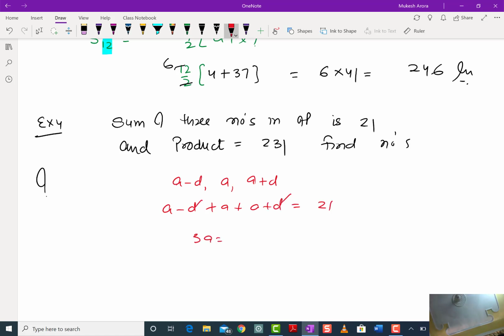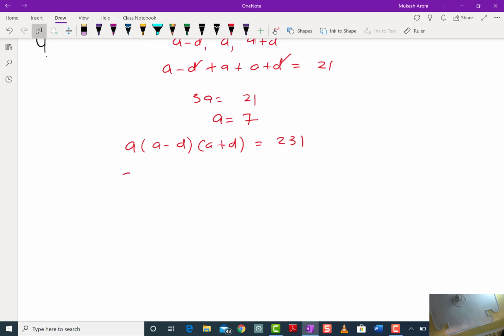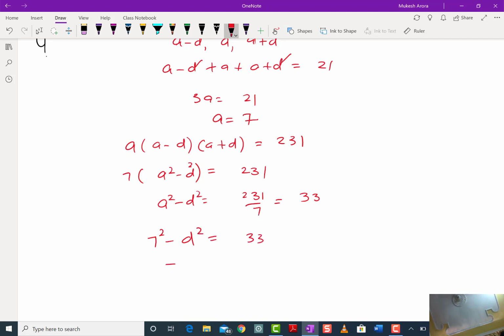So a minus d plus a plus a plus d is equal to 21. So 3a is equal to 21, a is equal to 7. And their product, (a minus d) a (a plus d), is equal to 231. A is 7, so a square minus d square is equal to 231 by 7. 7 threes are 21, so 33. So 7 square minus d square is equal to 33, minus d square is equal to minus 16, d is equal to plus or minus 4.